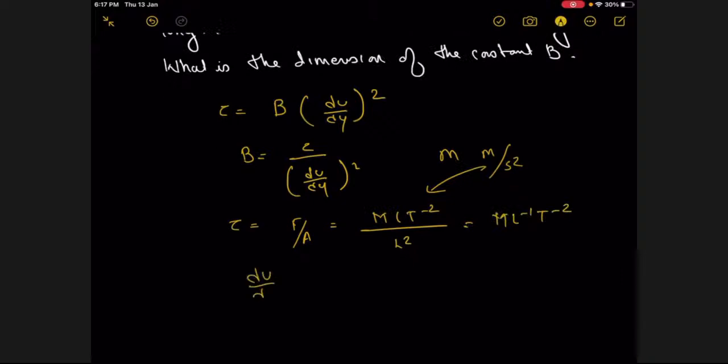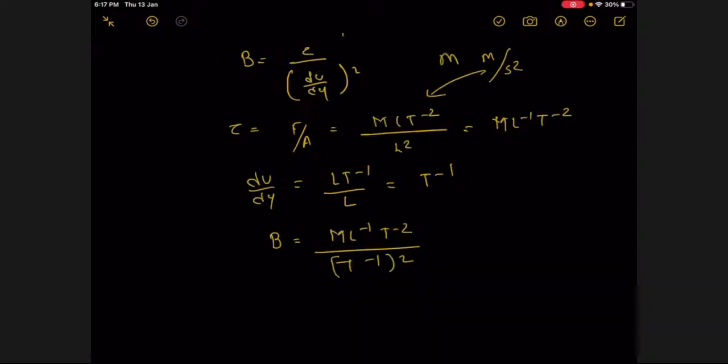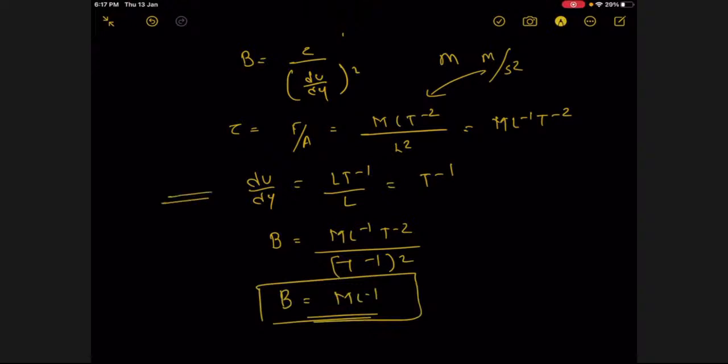And du by dy is equal to L T^-1 upon L. So it will be T^-1. Okay. So b equals M L^-1 T^-2 upon (T^-1) whole square. So b equals M L^-1. So in this way, you have to calculate the dimensions in the basic form. Okay. In the basic form, you have to calculate the dimensions.